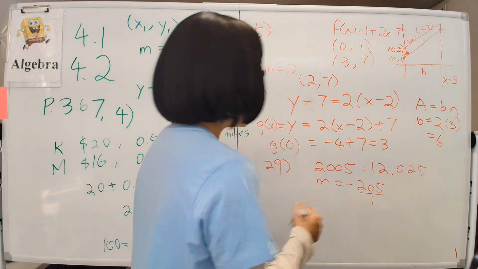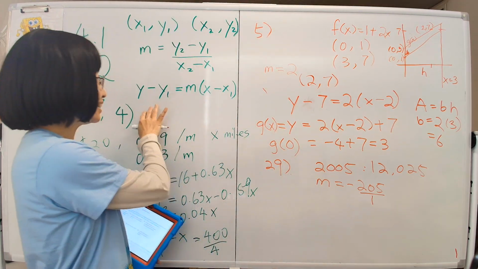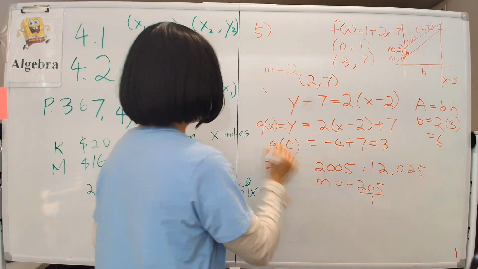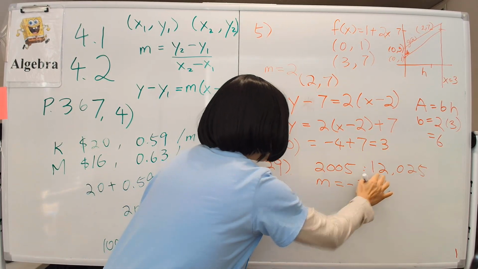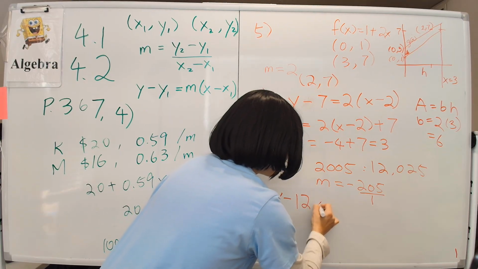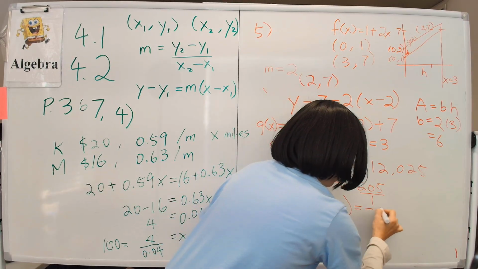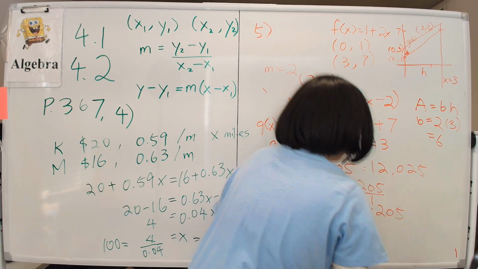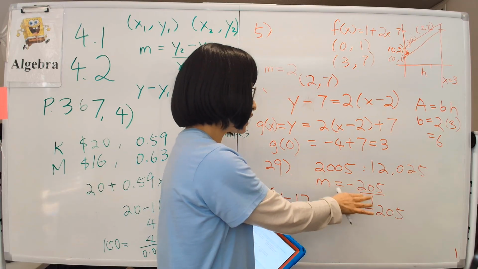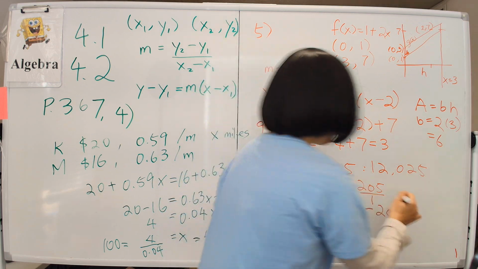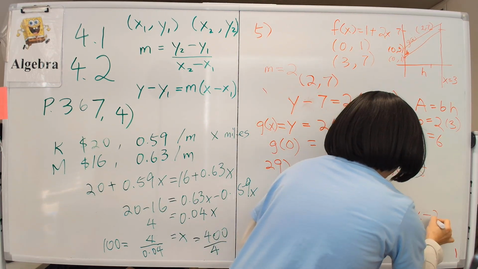Now that's pretty awesome thing to think about, right? So we will use this formula again. Let's write this down. Following the formula, we have y minus y1, which is 12025, equals m, which is minus 205. The slope, which is per year, is always the rate of change, m. And then times x minus x1, x minus 2005.